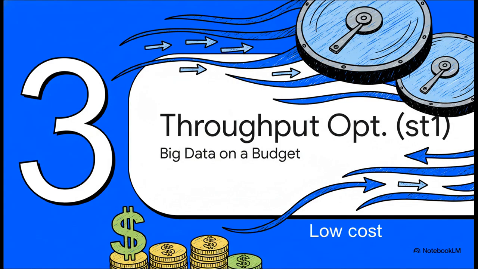Okay, let's switch gears completely. We've been talking about the sports cars of storage, the SSDs. Now let's talk about the heavy-duty semi-trucks, the HDD-based volumes. The Throughput Optimized ST1 and SC1 volumes are built for a totally different job. It's not about speed in terms of IOPS. It's all about moving huge amounts of data as cheaply as possible.